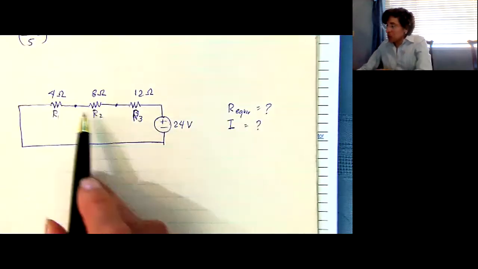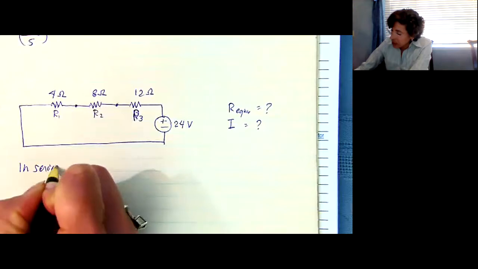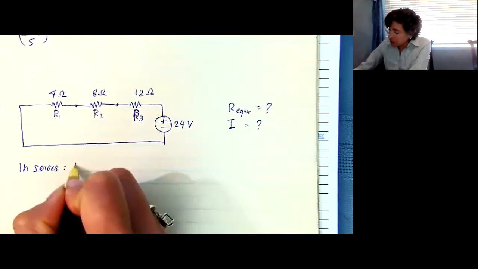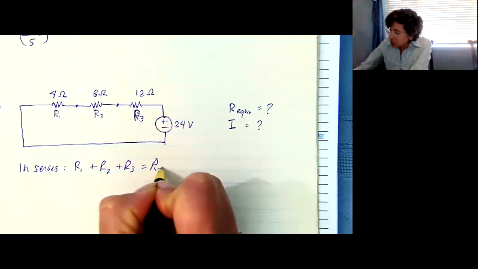That's all I have to do. So R1, R2, R3 are in series. I'm going to write here, in series. So therefore, I'm going to add them up. What's R1 plus R2 plus R3? That's going to be the R total.